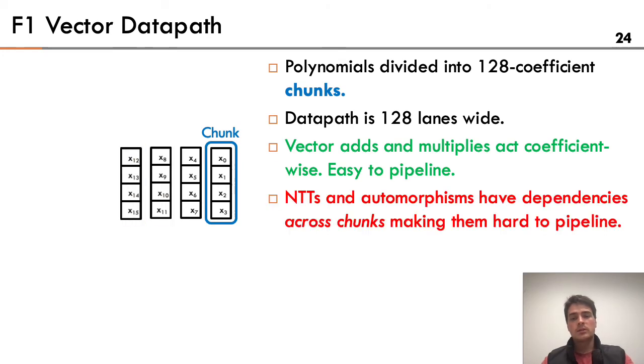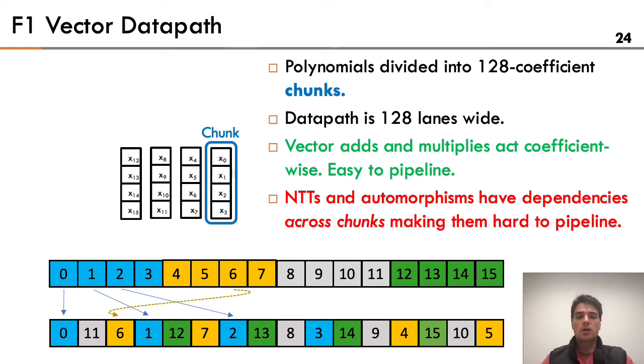In contrast, implementing the NTT and automorphism units is hard. Each coefficient of the output may depend on any of the input coefficients. As coefficients of the input polynomial may be distributed across over 100 chunks, creating a pipeline data path that produces these outputs is non-trivial. This is a crucial reason why pure SIMD or GPU architectures do not work well for FHE.